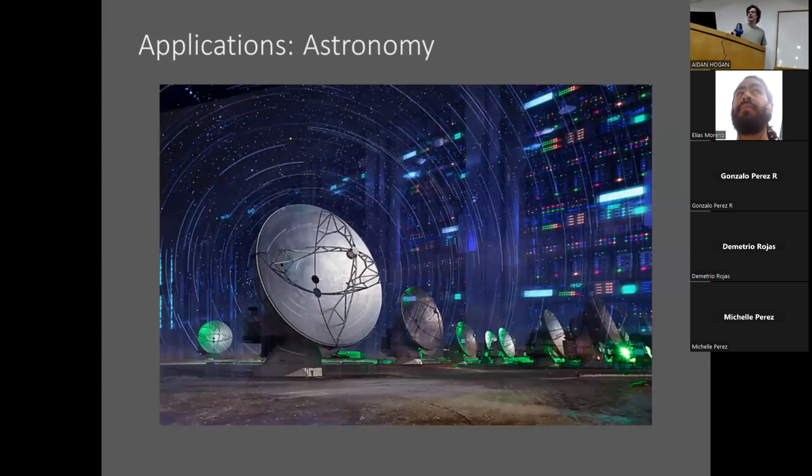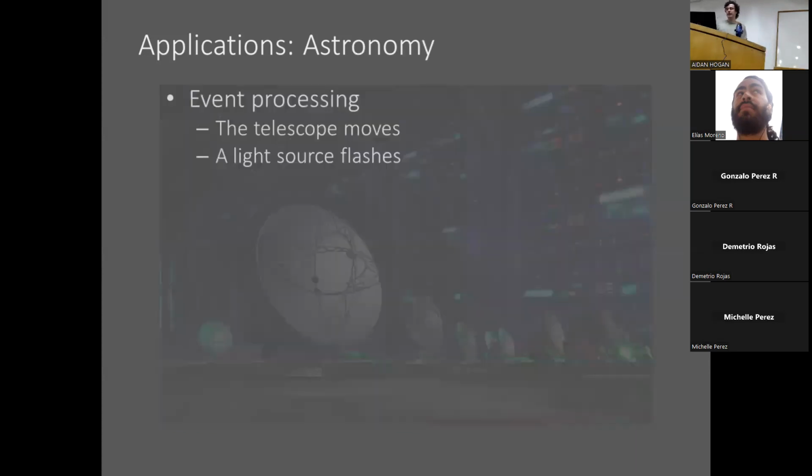Astronomy is a key application in this university, and the astronomy people from the faculty are using Kafka for processing astronomic data. What kinds of events could we consider? Maybe a telescope moves and we're suddenly looking at some new region of the sky. Maybe a light source flashes and we think it's an astronomic body. That could be maybe a transient body.